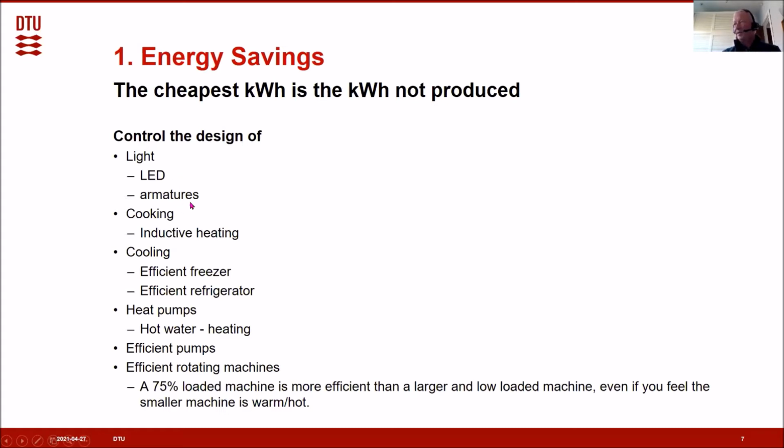And here's a list of possibilities. Light, it could be LED, inductive heating for cooking, cooling systems, heat pumps, efficient rotating machines, etc. Go through all your system and see, is it possible to make energy savings before you are investing in larger wind turbines or PV in your system, or especially batteries, which are rather expensive.